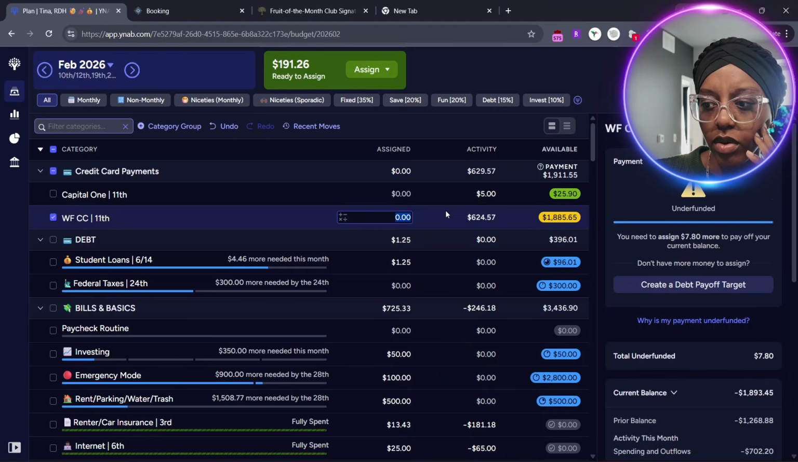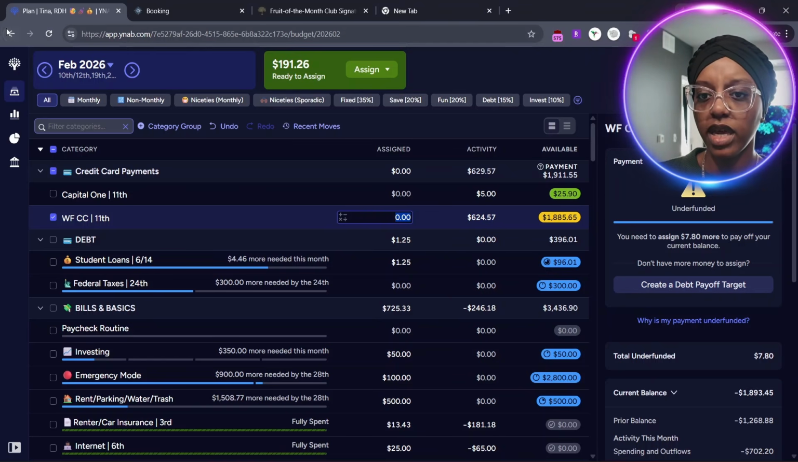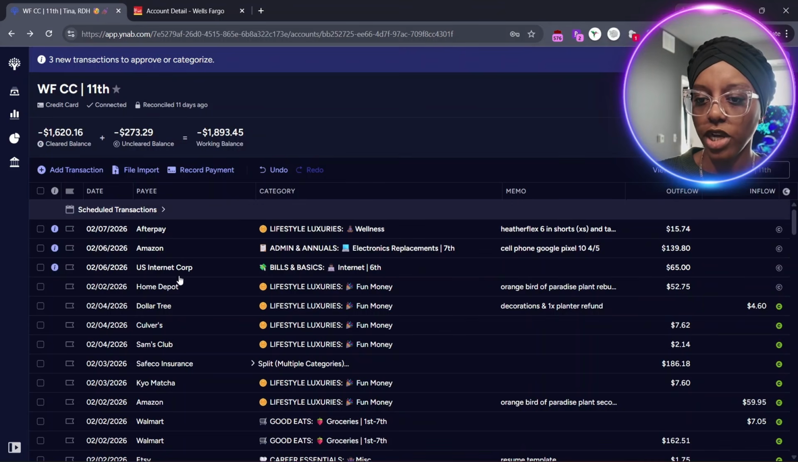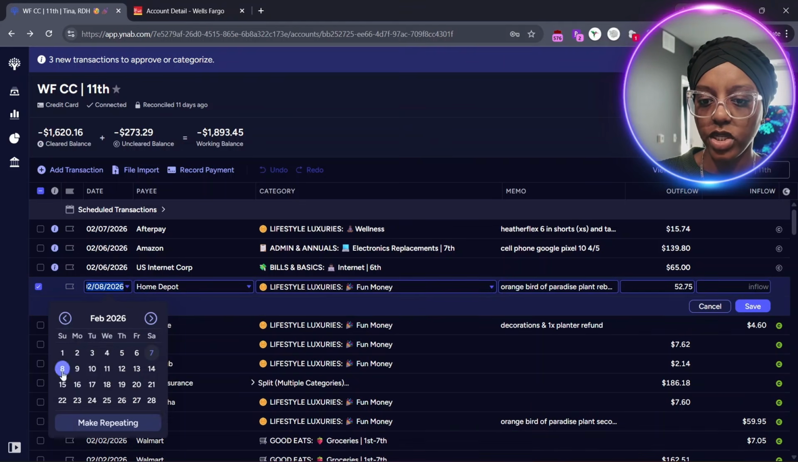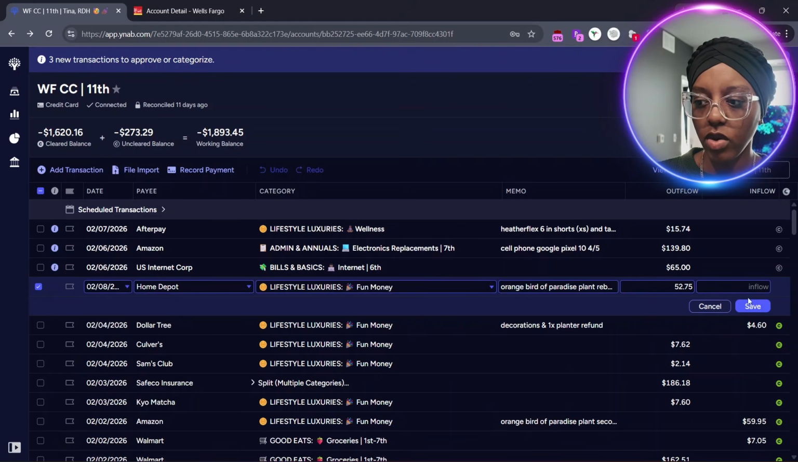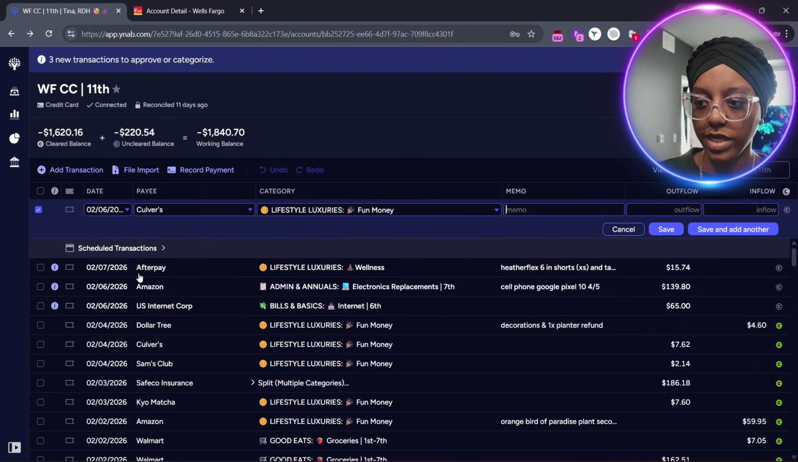What does it say now? Okay, I need to pay $7.80 more. Okay, so some of that I did have to do with that, okay? Not only has Home Depot not charged me, I went to Culver's yesterday and I forgot to put that in there. So let me change the date on this till, again, tomorrow. They're not gonna charge me until tomorrow. And then let me add in the Culver's that I spent yesterday. I think I went to Culver's twice this week.